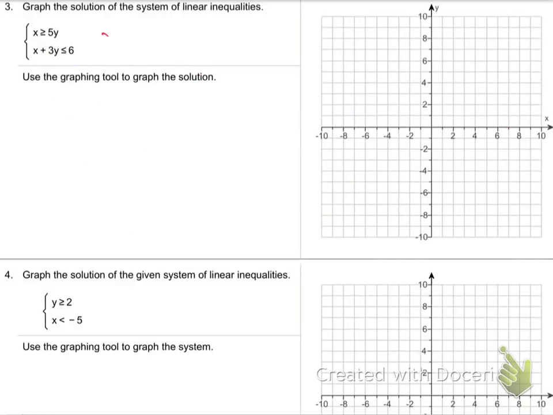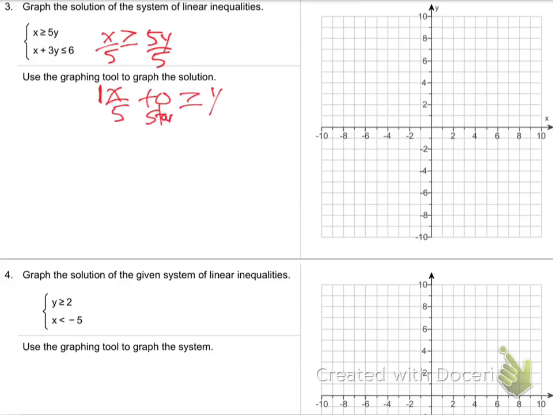Okay, number 3, we have x greater than or equal to 5y. Now, in the last two problems, y was already alone, but y is not alone here. So I'm going to have to divide by 5, and then I have x over 5, and now I've got y alone, so now I can graph. Now, there's nothing afterwards. Let me move this over. So we got to put in a plus 0 there. And there's a 1 there. Does that make sense?